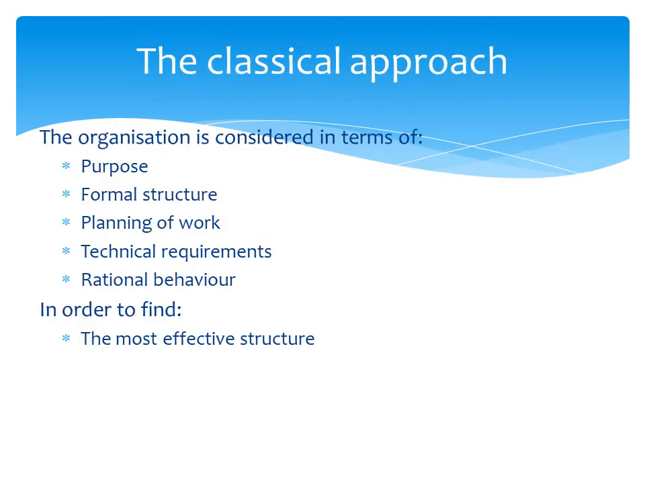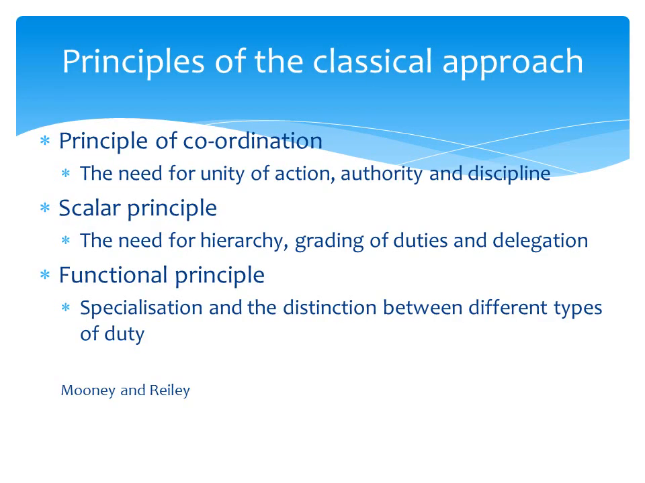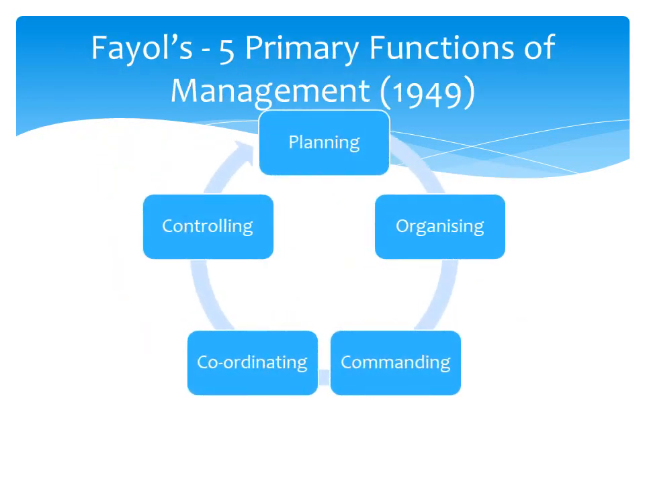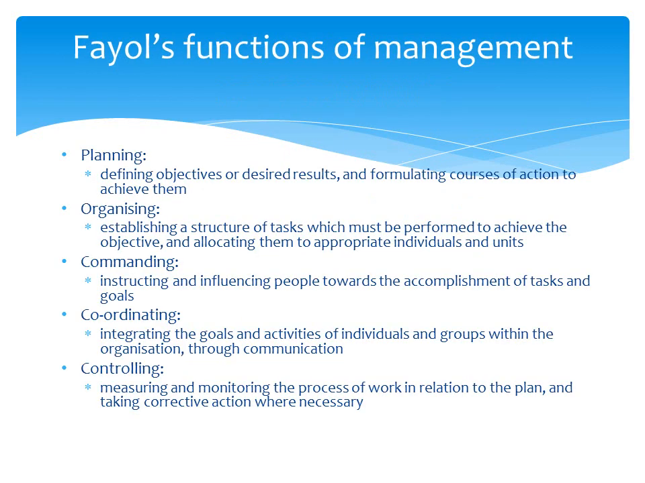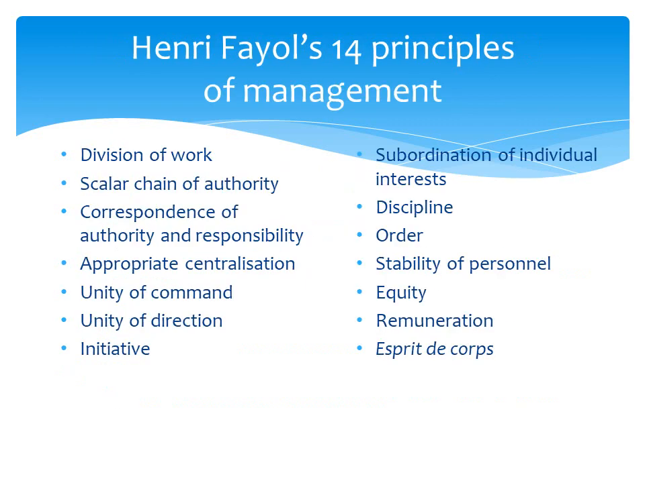The classical school, which is the early school, looked at companies in terms of why do we have a company, what's the purpose, what's the structure, how do we plan work, what are the technical requirements, and it's based on rational behaviour to try and determine the most effective structure. So it's quite a scientific approach. Sorry, it hasn't shown the circular one there, where you start with planning and go round and round. So yes, it is sort of linear or circular.